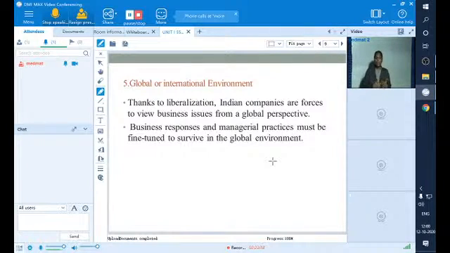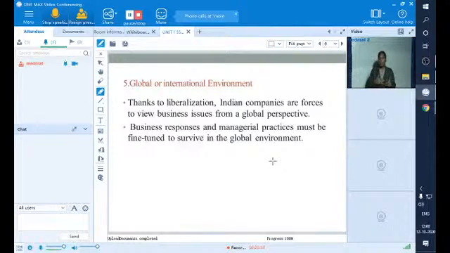The second one is: business responses and managerial practices must be fine-tuned to survive in the global environment. If you are going to step into the global environment and launch your product around the globe, you need to analyze whether your managerial practices are as strong as those of other companies or competitors. It is very important to give a full competition. So managerial practices must be strong enough to survive in the business struggles.